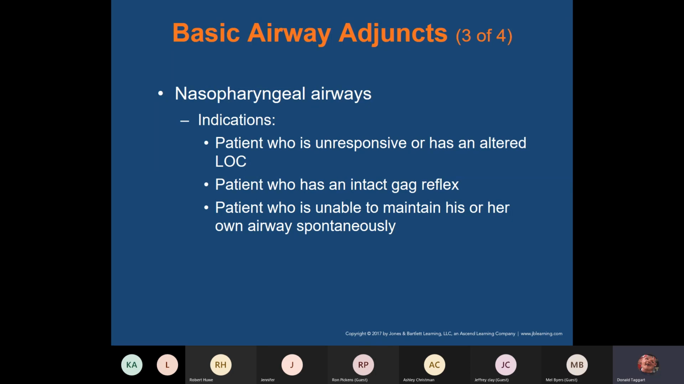Okay, nasopharyngeal, so these go in the nose. Couple hints for these. They can be uncomfortable. With these, you want to lube them up. The OPAs, you don't need to lube them up, but with NPAs, you want to use lube. And there's ways you want to do it.